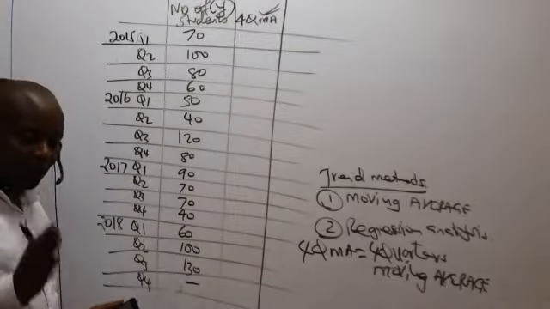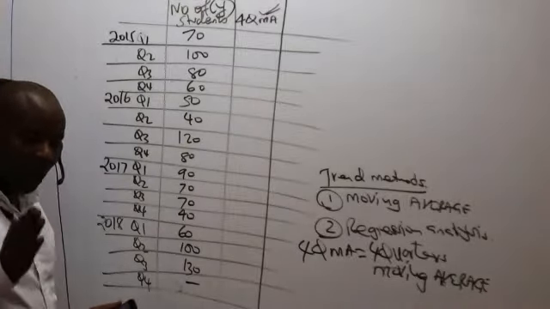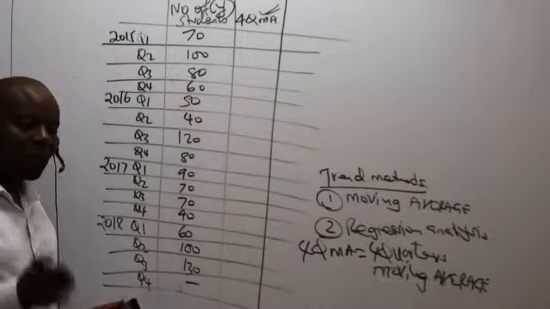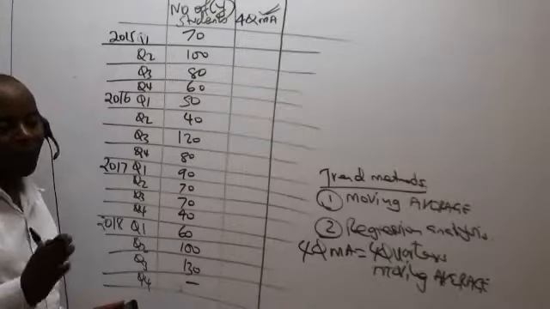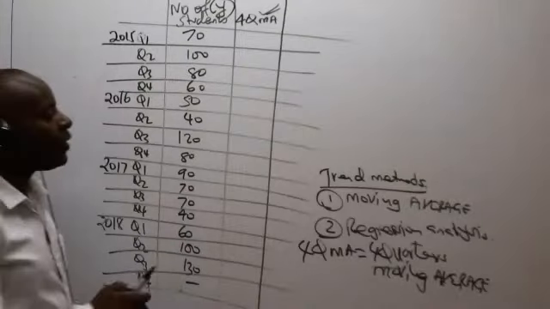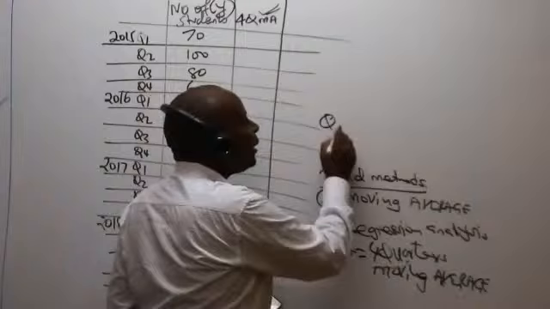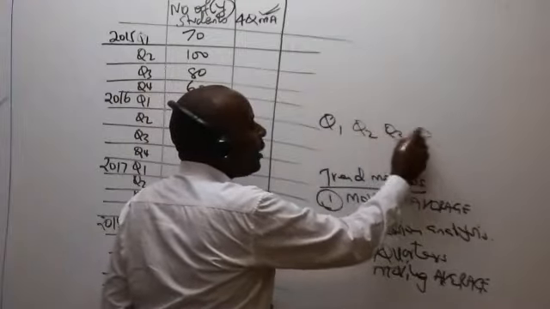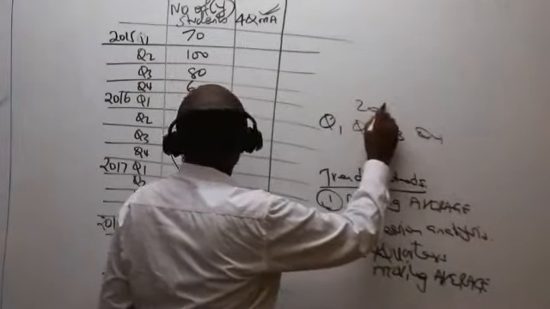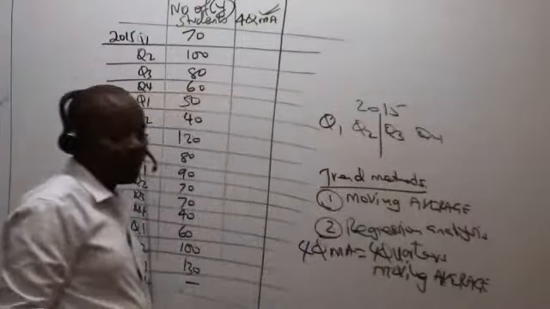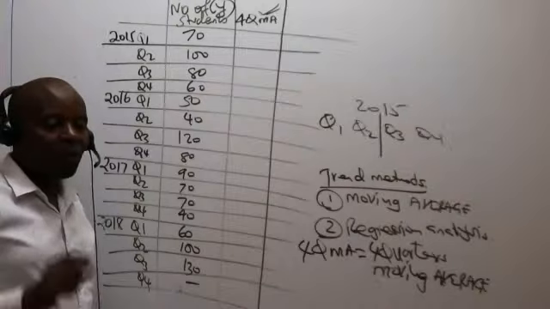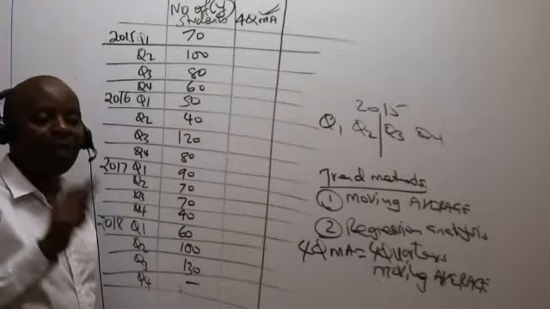Now listen. When you get this 77.5 as your 4-quarter moving average, the question will be, where should we write this 77.5? We should write 77.5 right at the middle of my year. My year here is 2015. The middle of my year will be at the center there, because this figure is supposed to be very representative.